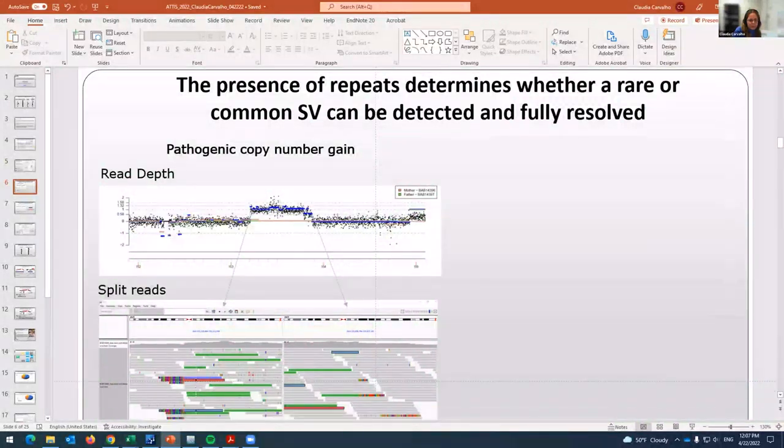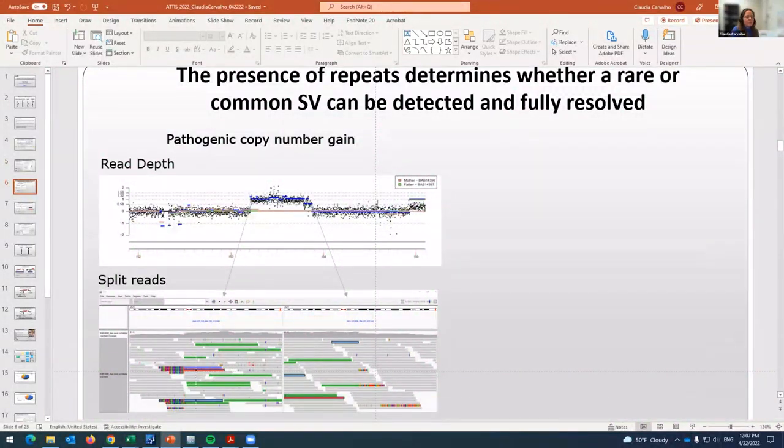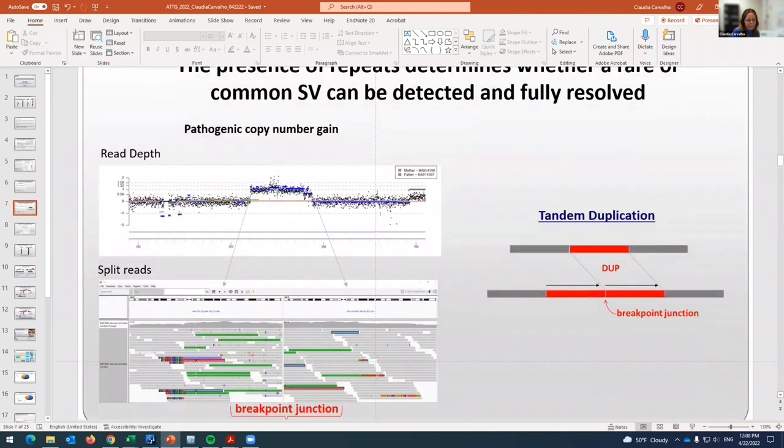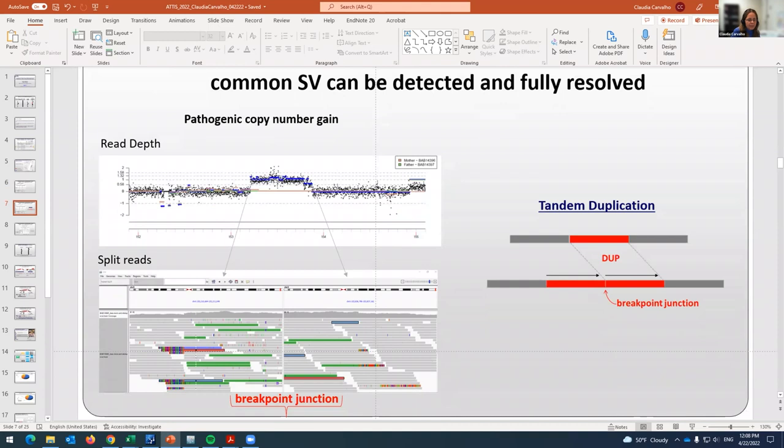This is a very important point because to study rare diseases, we need to be able to detect them. Here I'm showing you an example of one type of variant that's considered simple. By read-depth, we were able to detect a copy number gain involving chromosome X. This is a pathogenic one. Studying the split reads, we can easily define the structure of this variant, which was a simple tandem duplication. The breakpoint was easily detected by split reads.